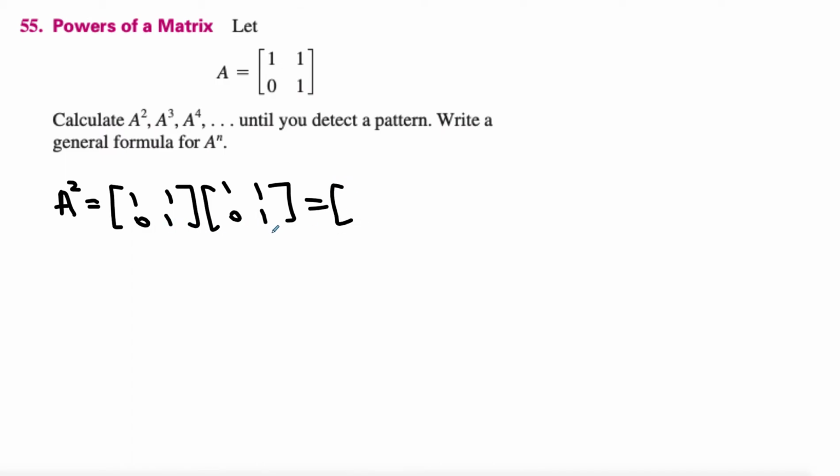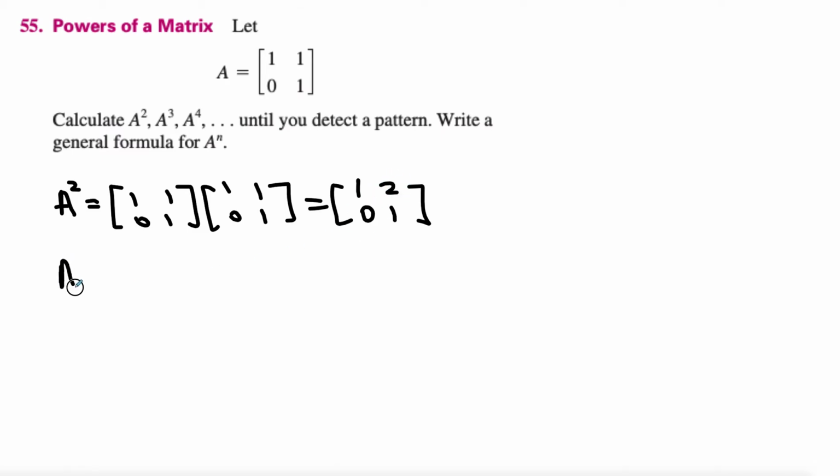Since this is 2 by 2, when I multiply these two matrices, I should be getting 2 by 2 as well. So these 2 multiplied by these 2, we get 1. These 2 multiplied by these 2, we get 1 plus 1, so we get 2. And these 2 multiplied by these 2, we get 0. The last 2, we get 1. Okay, so we get this one. Everything else was the same except this value.